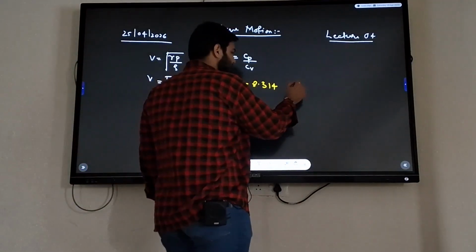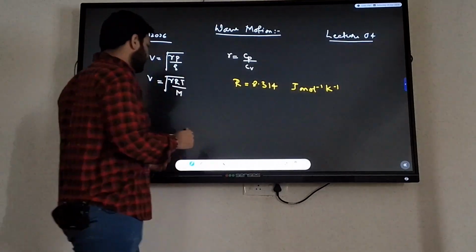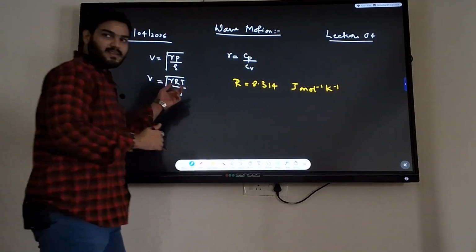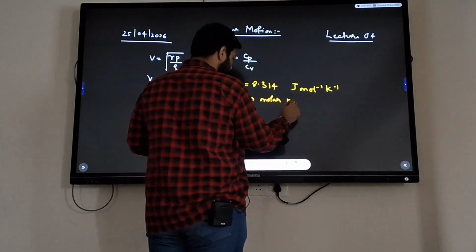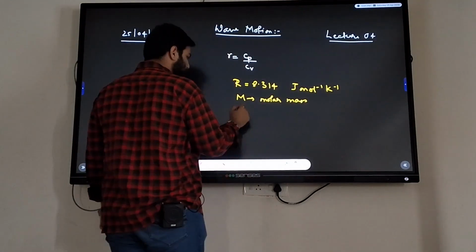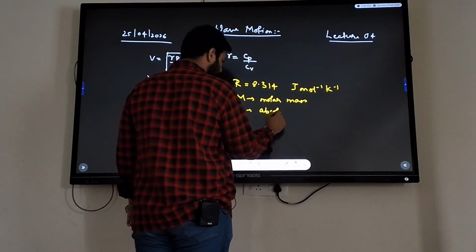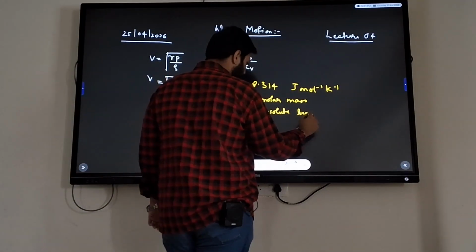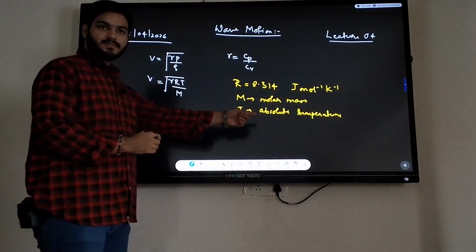Joule mole inverse Kelvin inverse. This is correct. And what is this capital M called? That's the molar mass. And what is this T? The absolute temperature. What is this measured in? Kelvins.